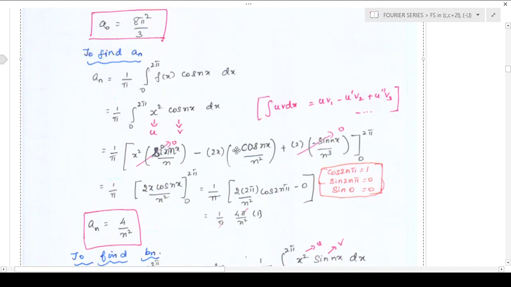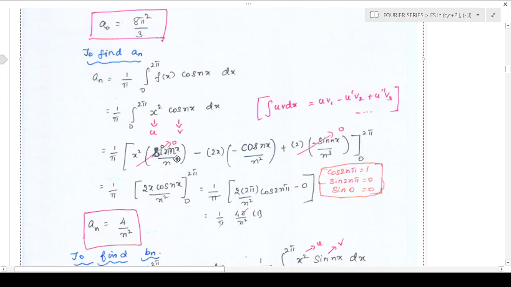We are going to apply the limit for the second term. So if you apply this, minus of minus is plus. So you are applying the upper limit. Minus 2 into 0 is 0. So 0 into anything is 0. You are getting your an as such. Children, keep it in mind.